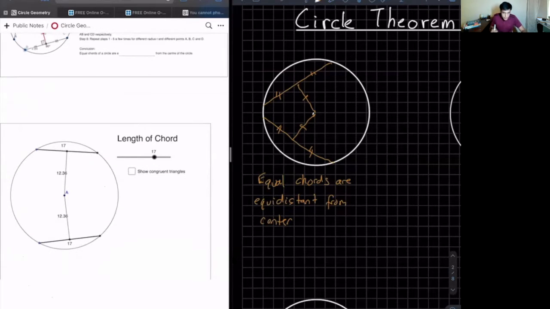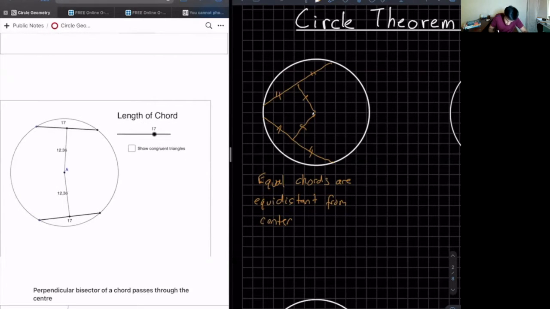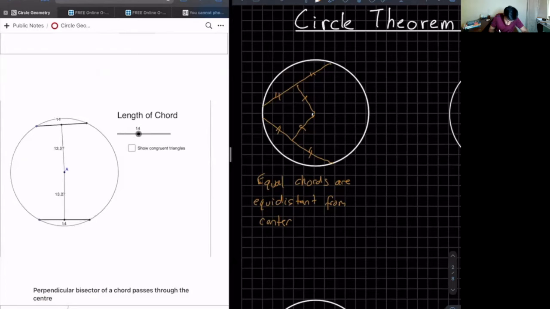Just to really emphasize this rule, you can see how if I'm changing the length of the chord, both of these chords are the same length. As you change the length, you can see how their distance from the center remains the same, right? You can put these anywhere. Let's say we put them like this. Again, as you change the length, no matter what's happening, if the length of the chords are the same, the distance from the center is the same.